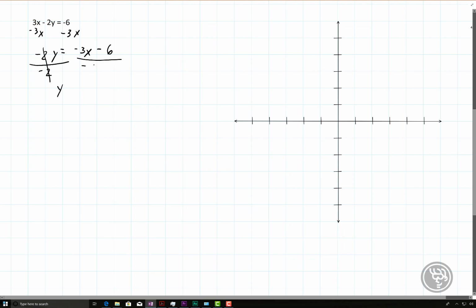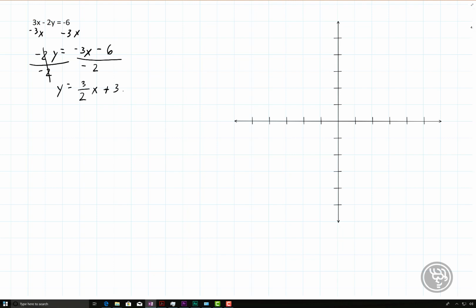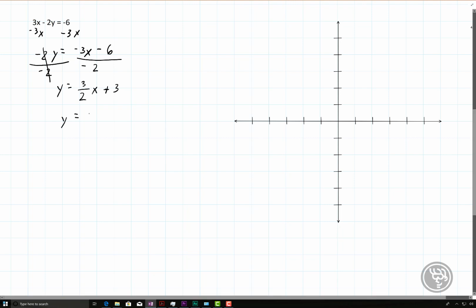And then divide this by -2, this will be equal to a positive 3 over 2x, and 6 divided by -2 becomes a positive 3. The negatives cancel. So that's your line. Your first point would just be adding a 0. So we put in 0 for x, plus 3. So your first point would be x at 0, your y is at 3.